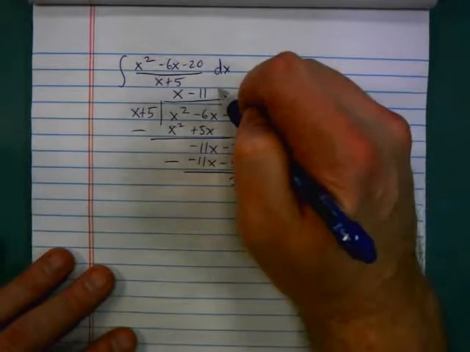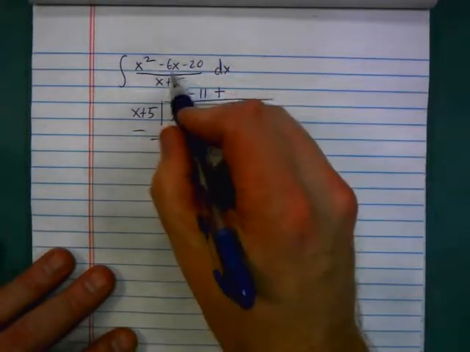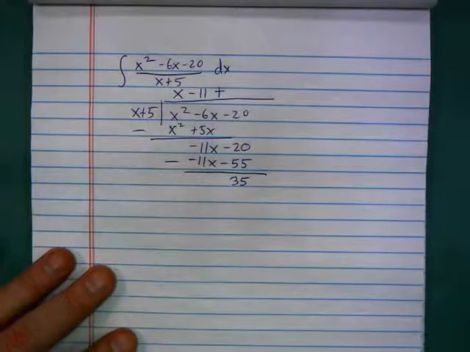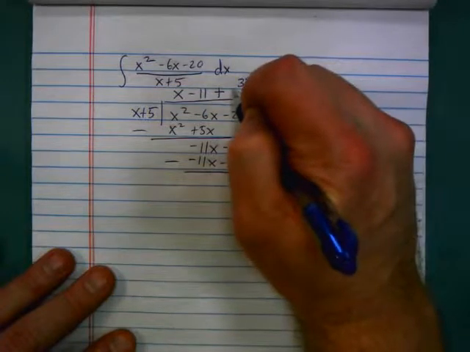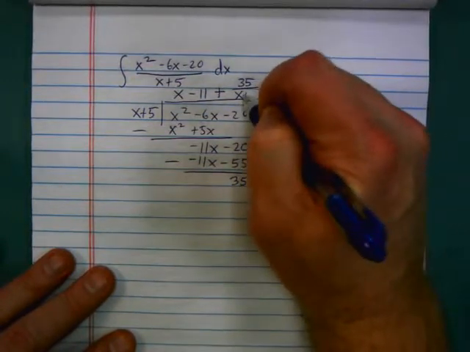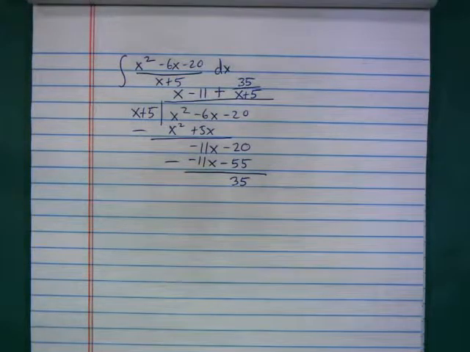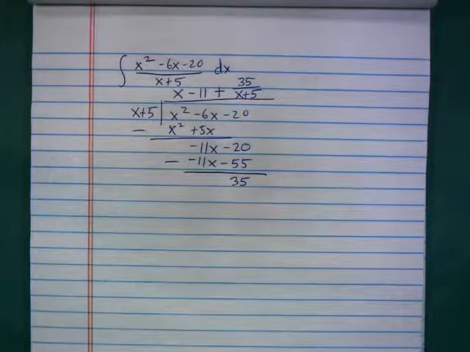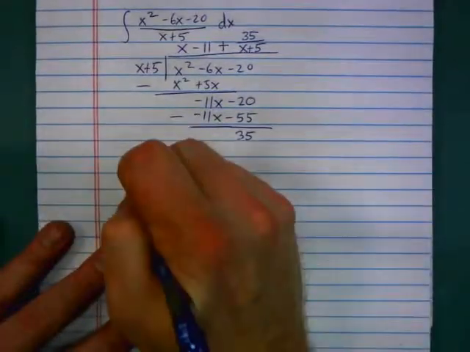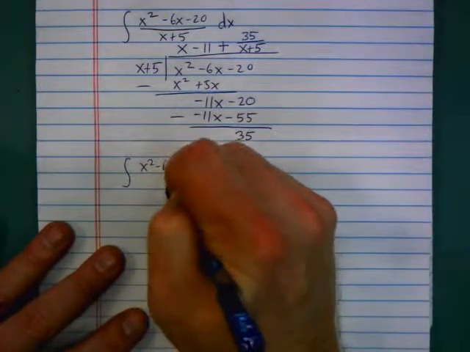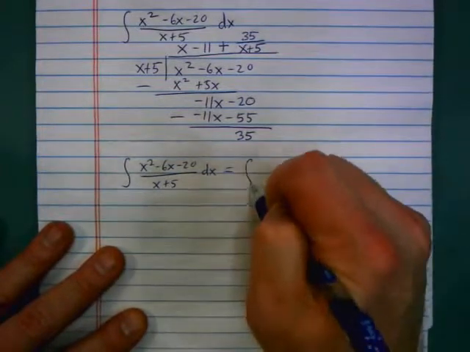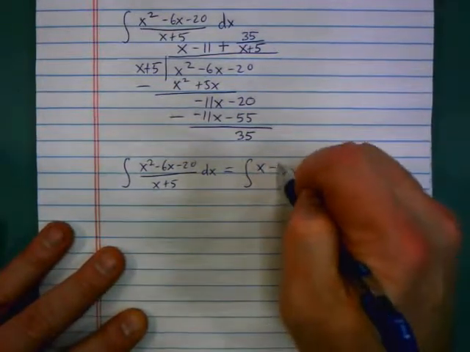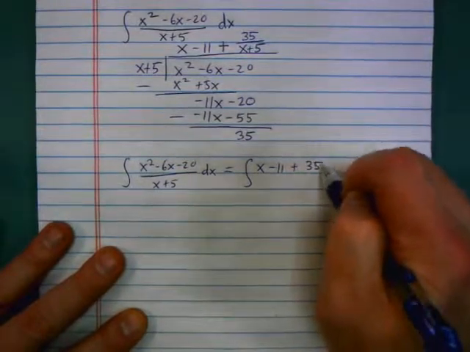So what that tells me is if I take x squared minus 6x minus 20 and I divide it by x plus 5, I'm going to get x minus 11, and then I'm going to have a remainder of 35. So I write that as 35 over x plus 5. So here's the deal. This integral, x squared minus 6x minus 20 over x plus 5 dx, becomes the integral of x minus 11 plus 35 over x plus 5.